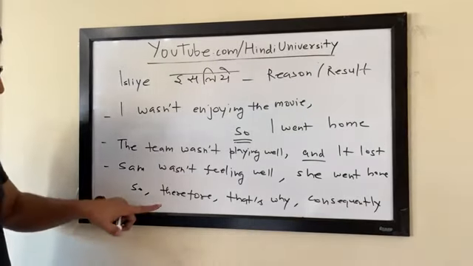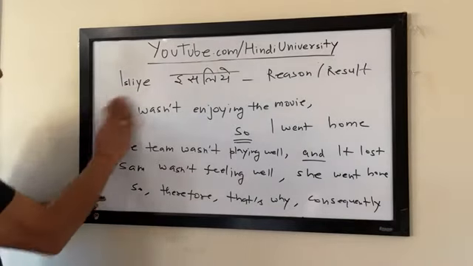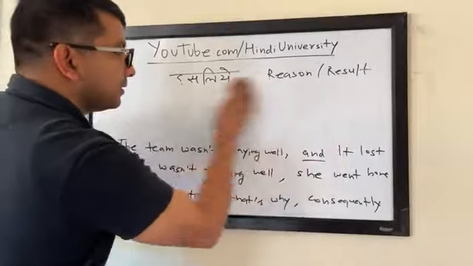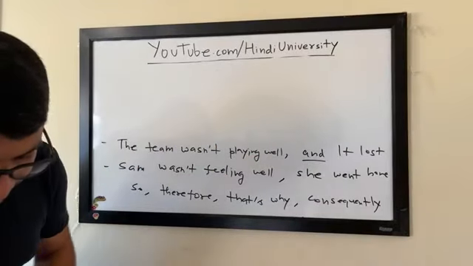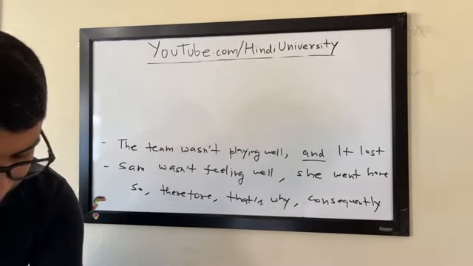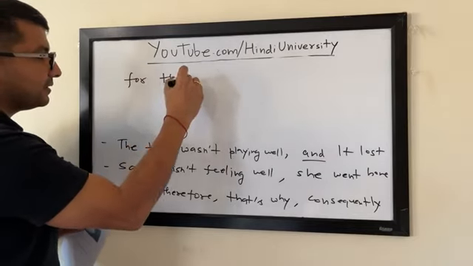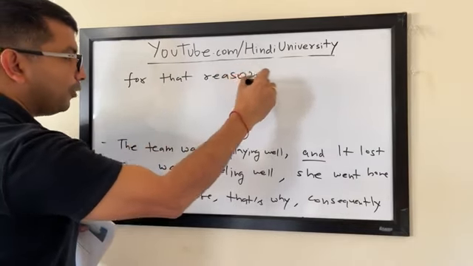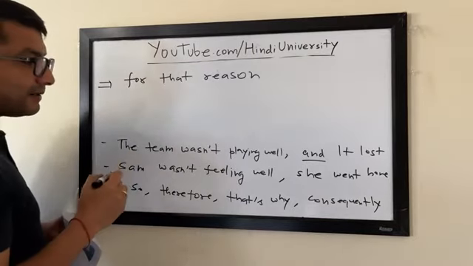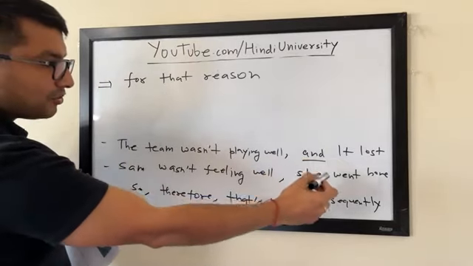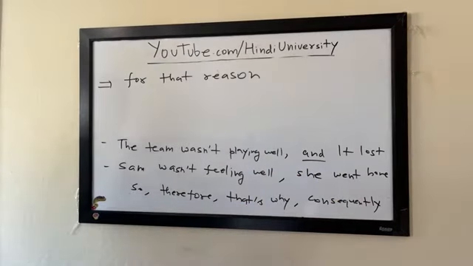Now how do you really get isliye here? Okay, so I'm gonna erase it. I hope all of you at least were able to write it down. If you look at it, it's essentially saying "for that reason". I hope you all agree. It's the underlying thing in all the sentences. For that reason, the team lost, or for that reason she went home, basically when she was not enjoying the movie.